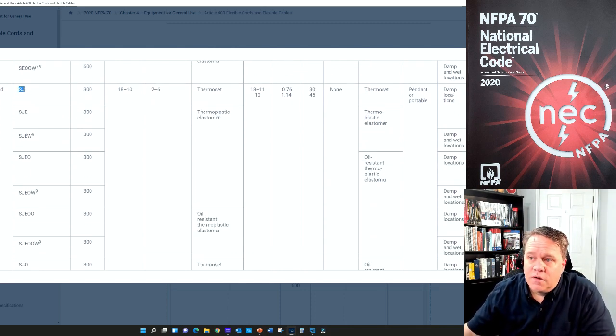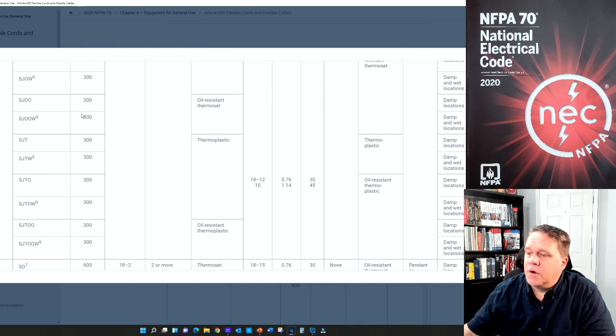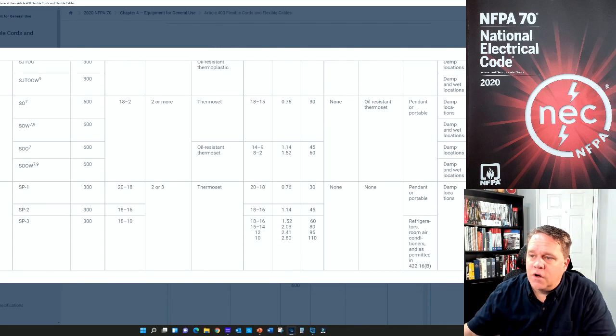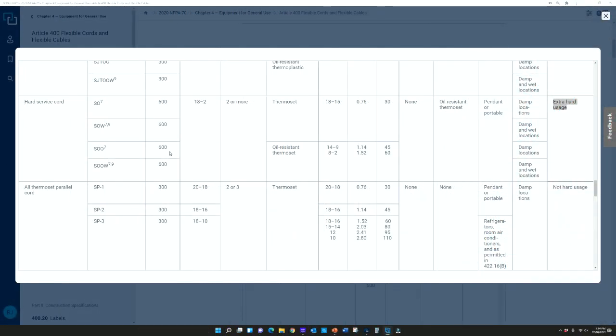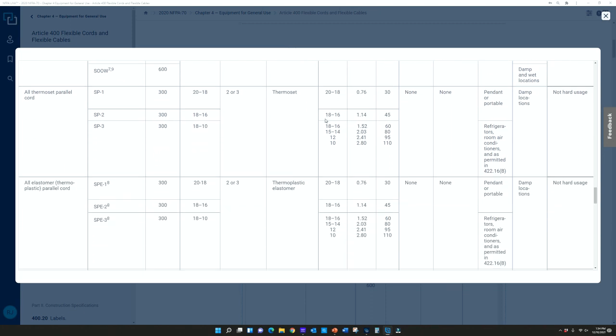SJ is going to be what? Service junior. So junior hard service cord, not quite as good as service cord. If we keep on scrolling all the way down, we've got hard service cord, and that is rated for what? Extra hard usage. If you scroll all the way to the right, there's your extra hard usage on hard service cord SO, SOOW. And there are sections of the code that require a rating of extra hard service.